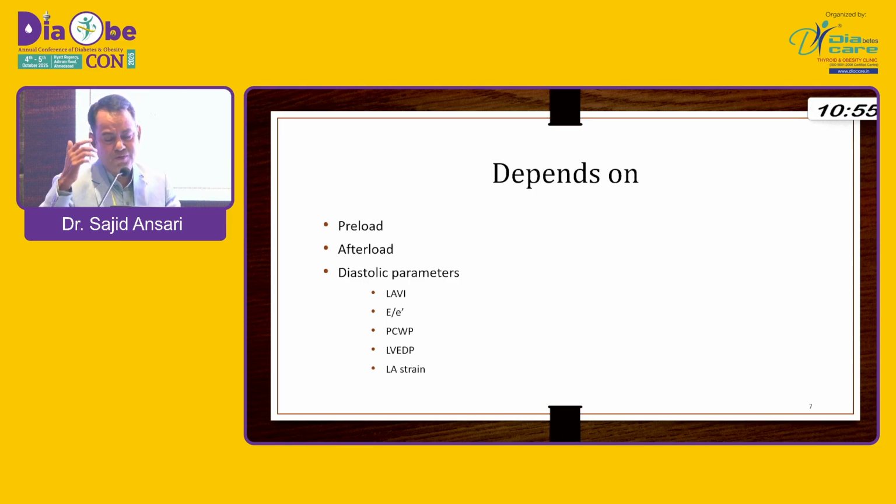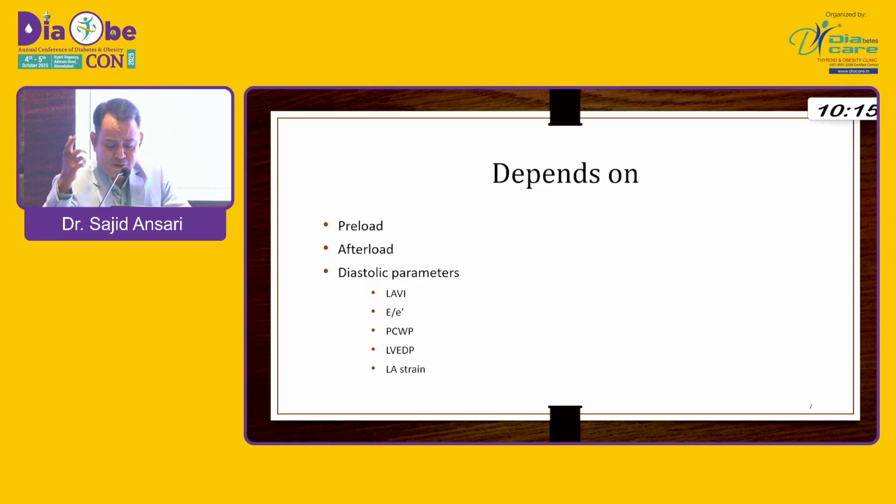So when you are looking at HFmrEF and HFpEF patients, you should also look at the rate and the diastolic parameters. Three or four things are important: left atrial volume index, E by E prime, that is the filling pressure or pulmonary capillary wedge pressure, and the LA strain. Simple: ejection fraction 30%, grade 1 diastolic dysfunction, E by E prime 8, he will be all right. But ejection fraction may be 40 with grade 3 diastolic dysfunction, restrictive pattern, high filling pressure, he will be dyspneic at rest.